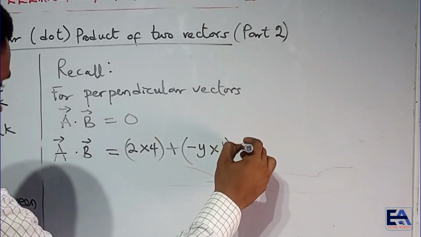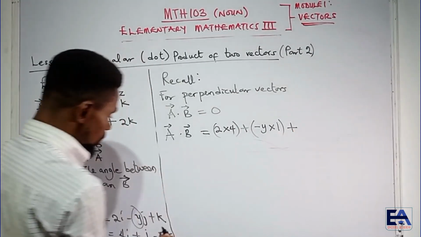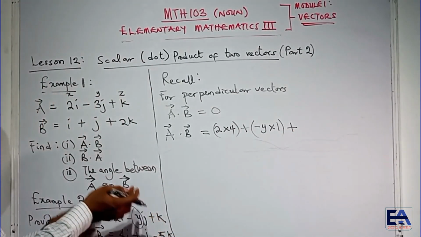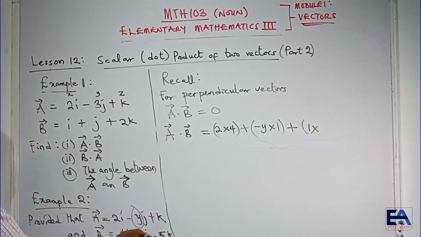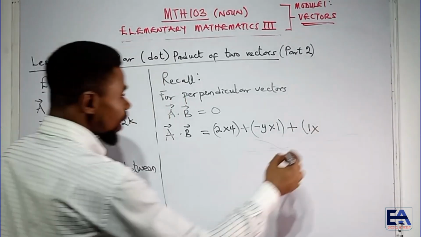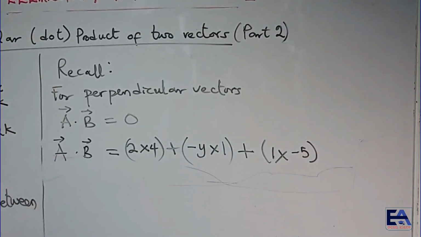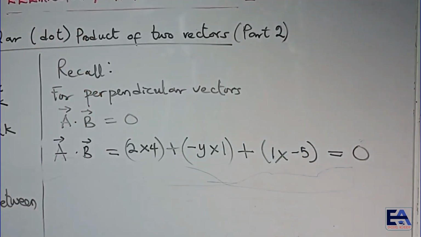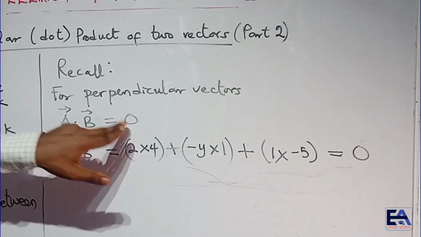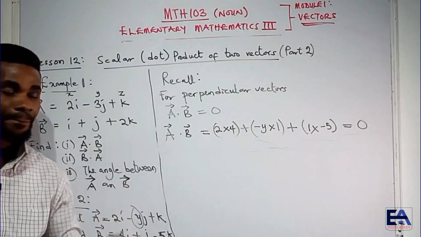Then plus, it's always plus. Then this is, as ordinary k is written here, it means 1k. So you write 1 times the z component here, which is minus 5. Good. And then because A dot B is equal to 0, you equate everything here to 0. A dot B was equal to 0 because the question says the two vectors are perpendicular.